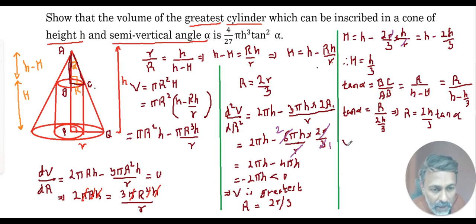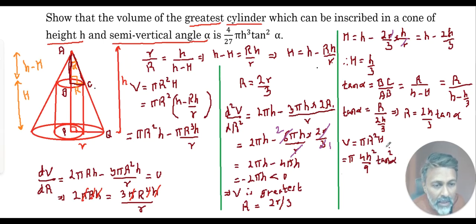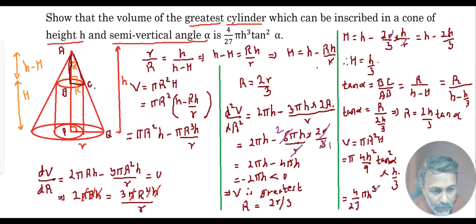Let us write now the volume of the cylinder, which is given by pi r square h. It is equal to pi into r square. We have just got r as 2H upon 3 tan alpha, so its square will be 4H square upon 9 tan square alpha, times h. Small h is H by 3 here, so we write into H by 3. Let's multiply this and we get the volume of the cylinder as 9 3s are 27, so 4 upon 27 pi H square into this H, which is H cube, and tan square alpha here. That's what is asked. Prove that the volume of the cylinder is this much.